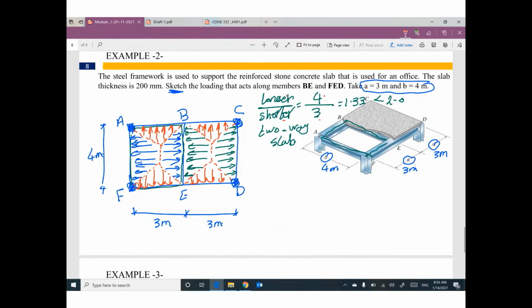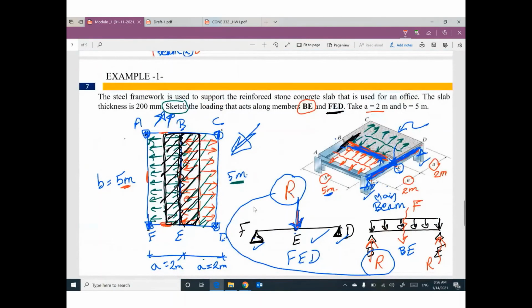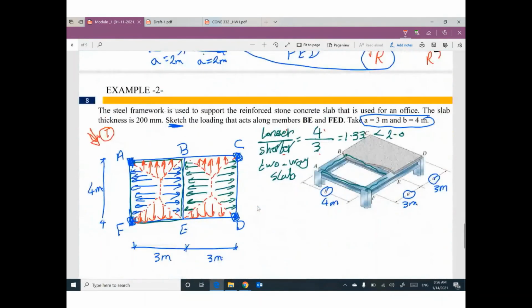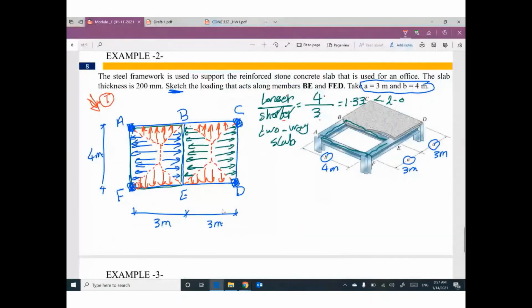Any questions so far? It's very simple. This one is the first step. Very important. You need to figure out what is the type of a slab, one-way or two-way. Based on the configuration of the slab, I can draw and distribute the load of the slab as triangles, trapezoids, or rectangles like this if the slab is one way. Any questions so far? If you have any question, let me know.